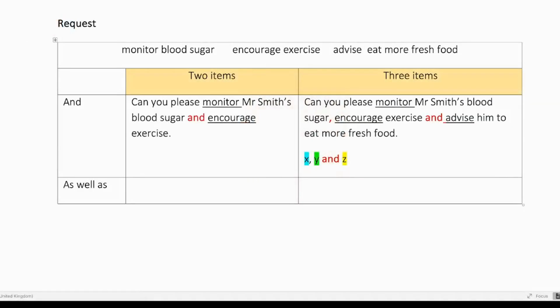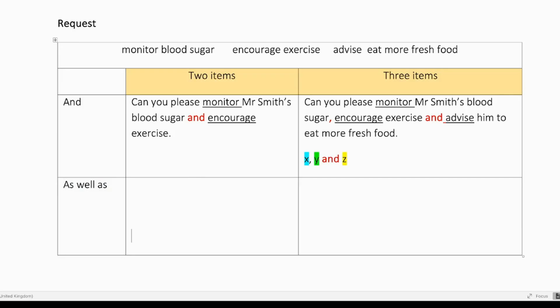All right, so what are we doing with as well as? Well, with as well as, we have to follow with a noun, because as well as is a preposition. And prepositions, one of the big general rules of English is that prepositions are followed by nouns.